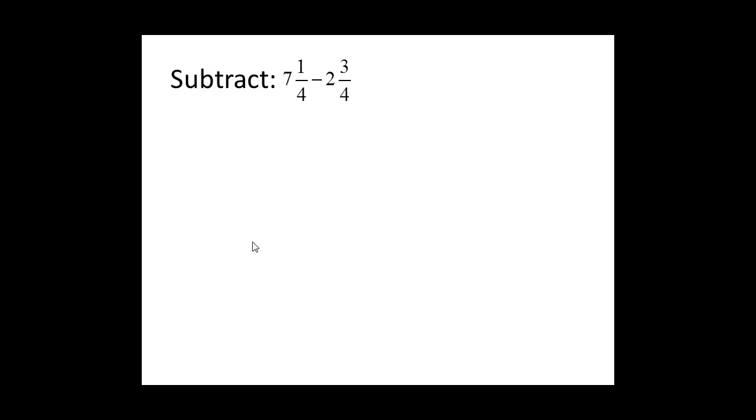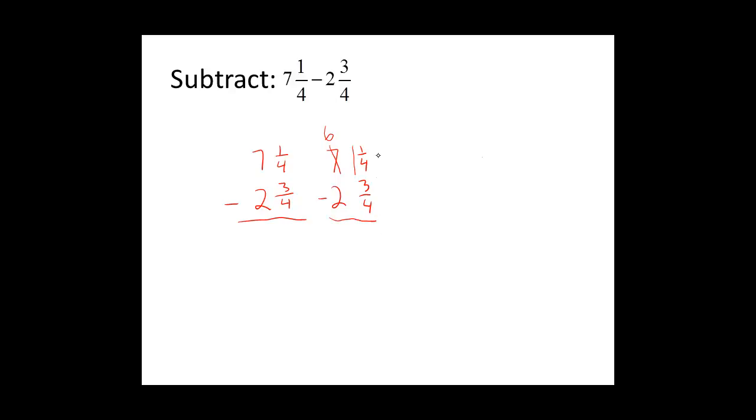We will do this problem using method 1 as well. We will line up our whole parts and our fraction parts in this subtraction problem. Notice our denominators are the same, so we will subtract our numerators, 1 minus 3. But we can't do this. We can't take 3 from 1, so what we need to do is we need to borrow from our whole number. We will borrow 1 from the 7, making that a 6, and the 1 that we borrowed we will put with the fraction part.